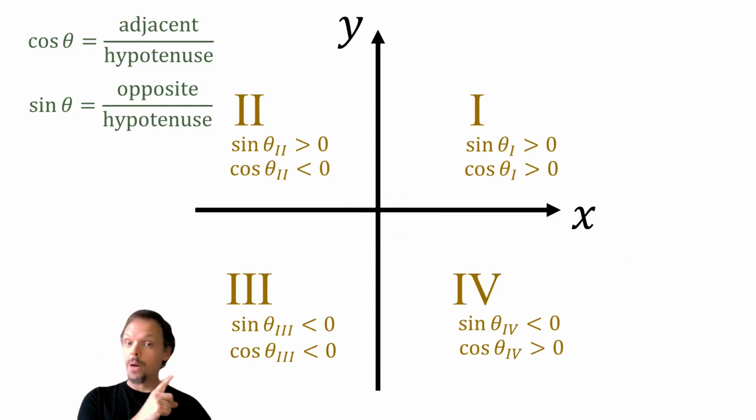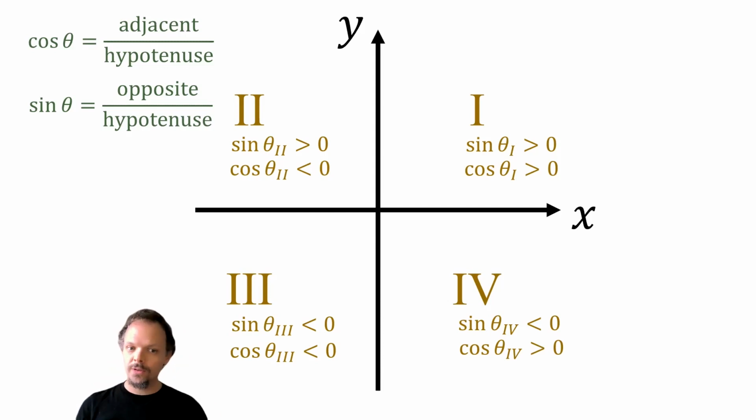In quadrant 1, both are positive. In quadrant 2, sine is positive, cosine is negative, because in quadrant 2, y is positive, x is negative. Down in quadrant 3, both x and y are negative, so both sine and cosine are negative. And then in quadrant 4, y is negative, x is positive, and so sine is negative and cosine is positive.